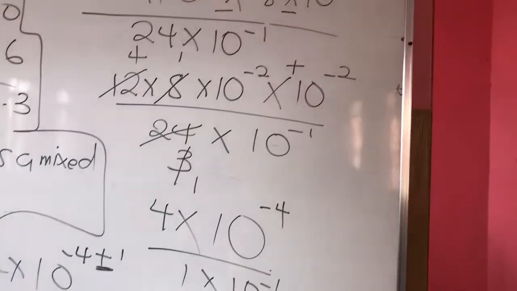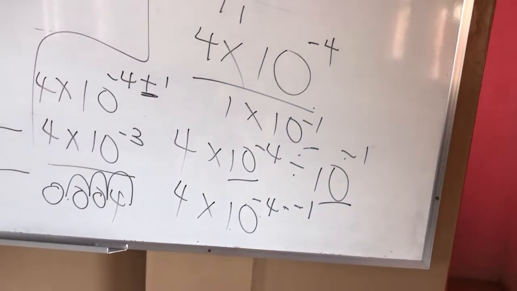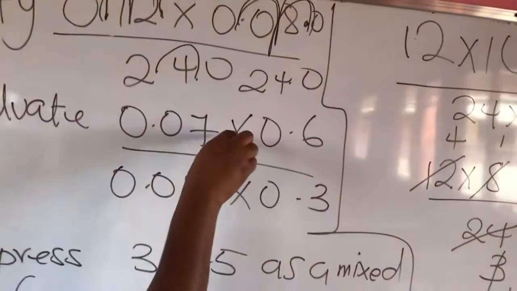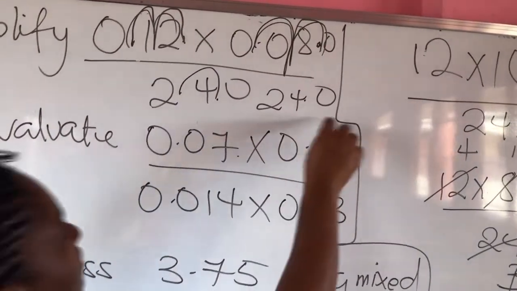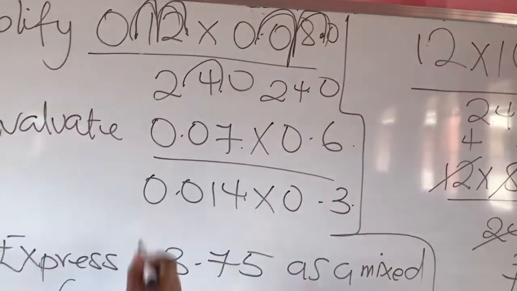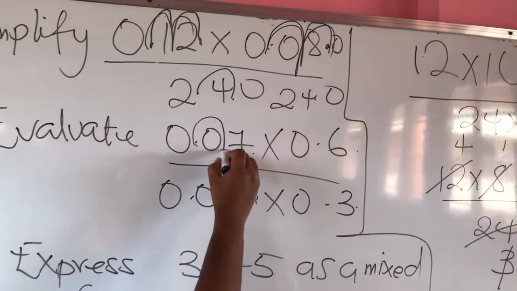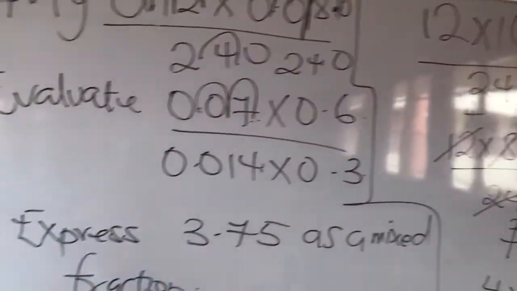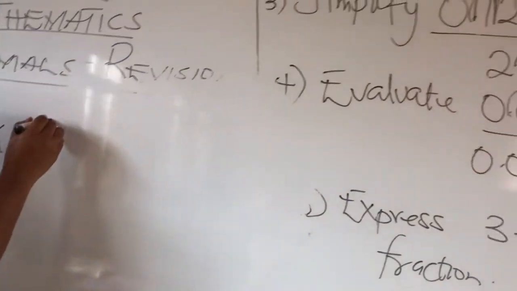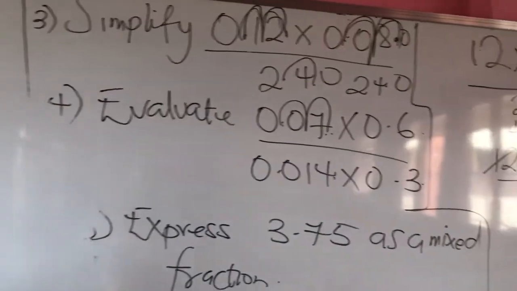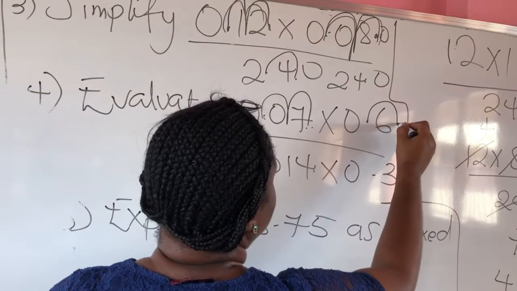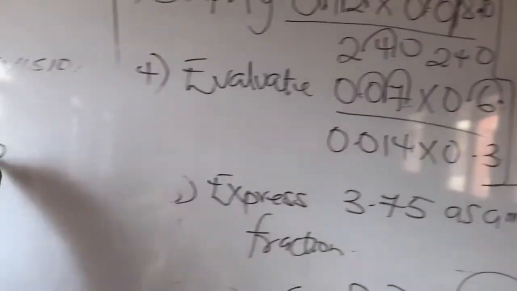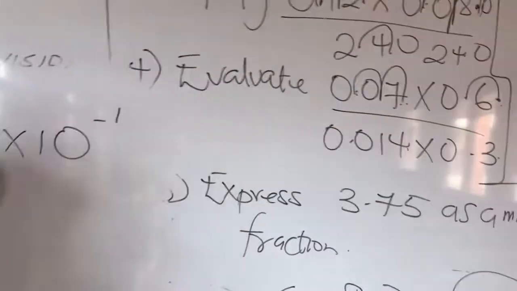Okay, the next question. Just as we did this one, we have to change this to a whole number. So the decimal point must come to the last number, must come here, here and here. So let's do that. How many times are we moving? 1, 2. Because you are moving from the left to the right, your power must be negative. So you have 7 times 10 raised to the power -2, times, how many times is this one moving? Once. Because it's moving from left to right, our power will be negative. So times 6 times 10 raised to the power -1.